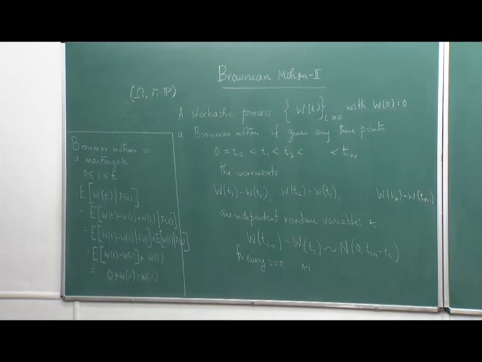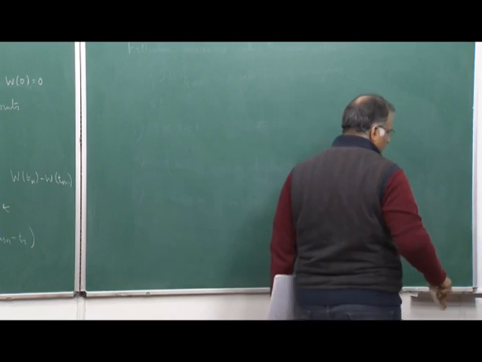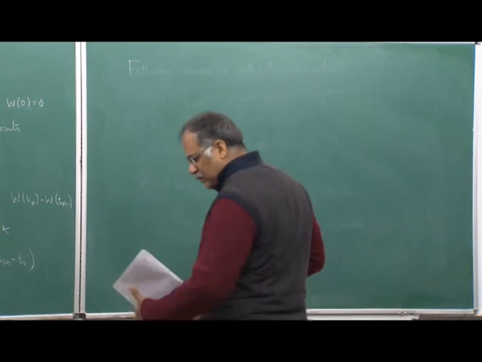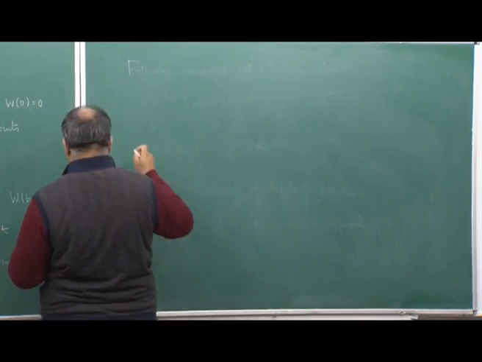There are several other martingales which are associated with the Brownian motion. A martingale that we are going to write now is very important in finance, specifically in the calculation of risk neutral probabilities and all those things. So, this is a very important martingale called the exponential martingale.